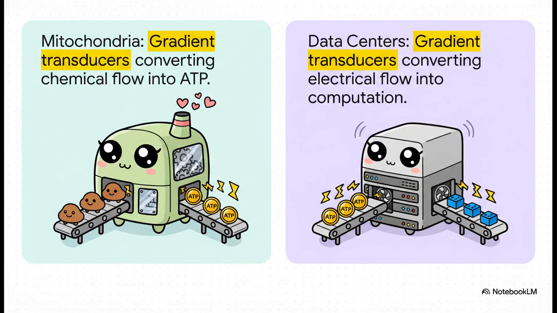And that brings us to the power plants themselves. Your mitochondria and a Google data center are both what scientists call gradient transducers. Now that's a fancy term, but the idea is actually pretty simple. They both take a big, messy, powerful flow of energy, a chemical gradient for mitochondria, an electrical one for data centers, and they convert it into a smooth, steady stream of these small, useful packets. The source material calls data centers Shannon mitochondria, and you can see why. They're performing the exact same structural function.